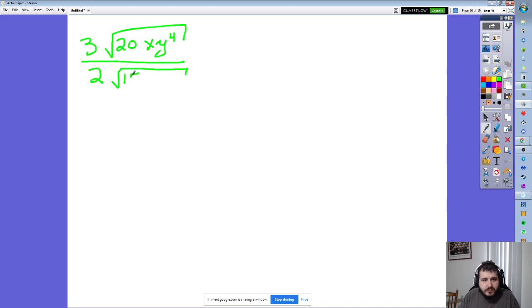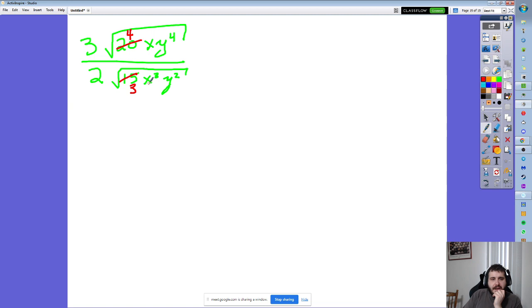All right, what do we got? 15x cubed y squared. Okay, cool. So, let's break it down. The 3 and the 2, can't do any simplifying there. The 20 and the 15, we totally can, right? There's a 5 in each of them, so we can make that a 4, and we can make that a 3.